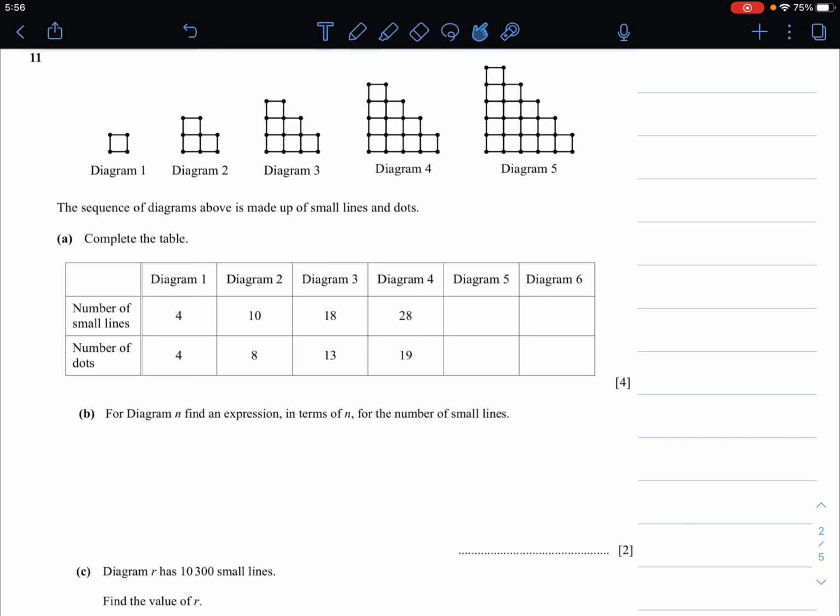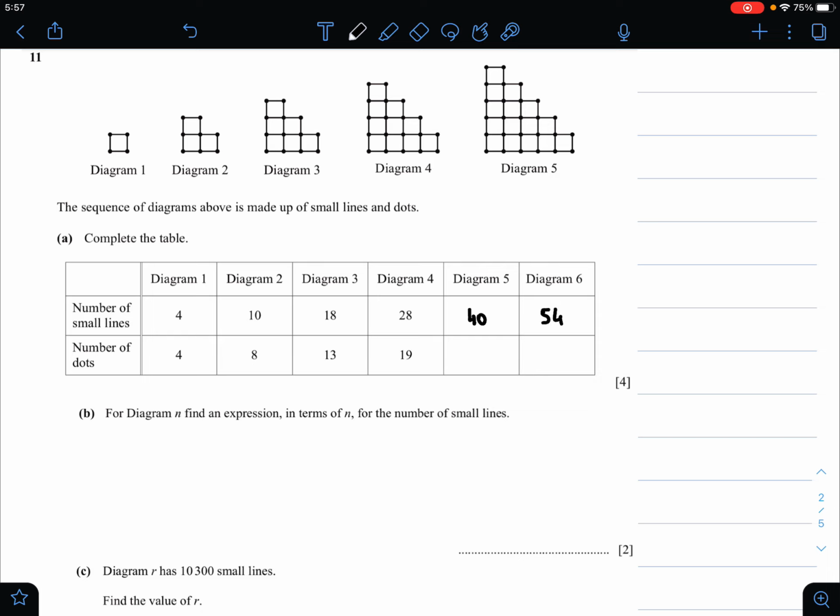That is for the number of lines and the number of dots. So all we've got to do is notice the pattern and implement it for diagram 5 and 6. So for the number of small lines, as you can see, each difference is increasing by 2. So first they add 6, then they add 8, then they add 10. So now they should add 12, and therefore for diagram 5 it would be 40, and then after that you would add 14 because 12 plus 2 is 14. So 40 plus 14 is equal to 54.